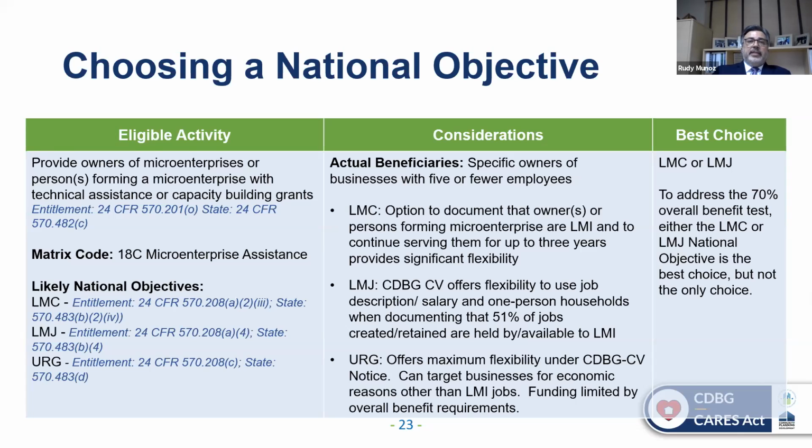Note that HUD provided some clear and attainable documentation standards for urgent need in the Federal Register notice. The potential downside here is that you need to make sure that you're managing your grant carefully so that you continue to meet the 70% benefit test. Next slide.